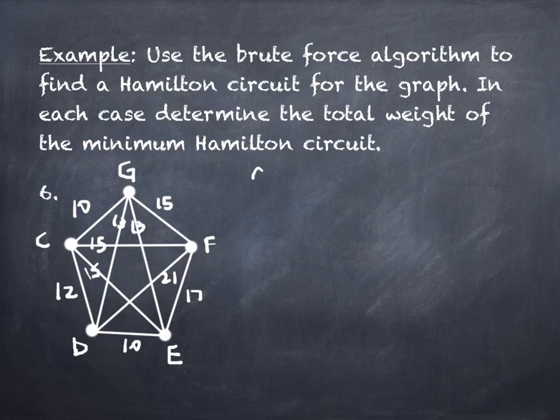So I'm going to start at G, and then I need to know where could I go next? What could be my next option? C. Okay, I could go G to C. And then what could I do? D. Okay, all right, so you want to go all the way around? G, C, D, F. Did I miss one? E, F, rather. G. All right, so this is one circuit that I could have done.